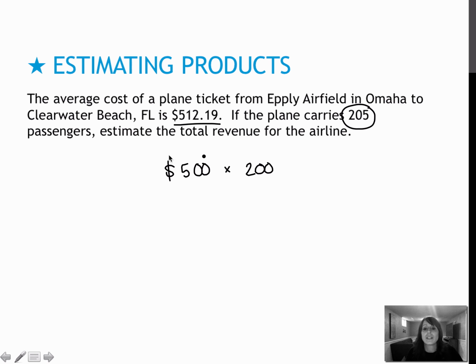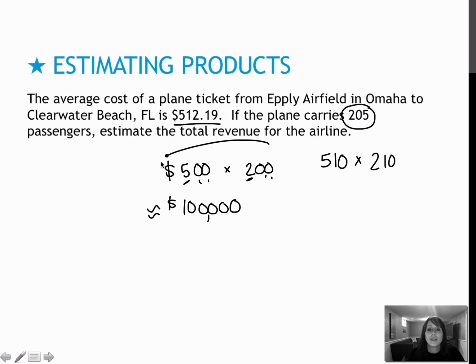And so obviously I'm going to have a low estimate because I've rounded this value down and rounded this value down. But 5 times 2 is 10, and then I have 1, 2, 3, 4 zeros. So I would estimate approximately 100,000. You might have rounded to a different value than I did. You might have rounded 512 to 510. You might have rounded 205 up to 210 and then multiplied those. This one was very easy for me to do in my head, so that's what I stuck with.